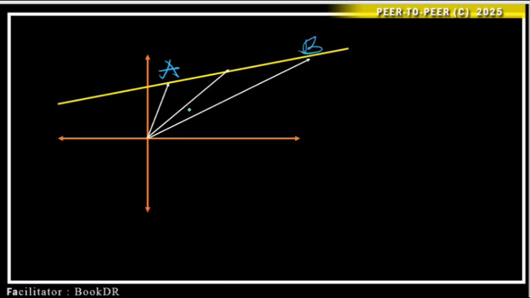In that scenario, since this is the origin, OB becomes a position vector. Let's call it B. And OA is also a position vector. Let's call it A. And then we call this arbitrary vector, which passes through some point here, P, R.